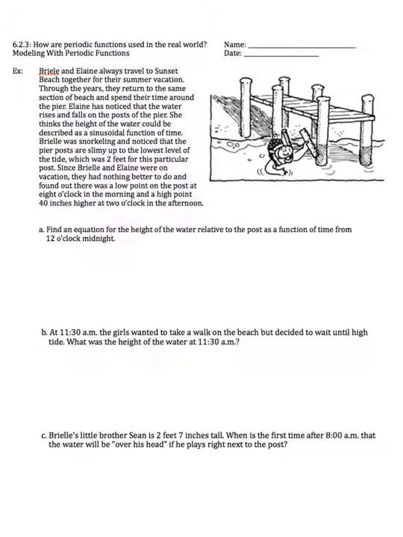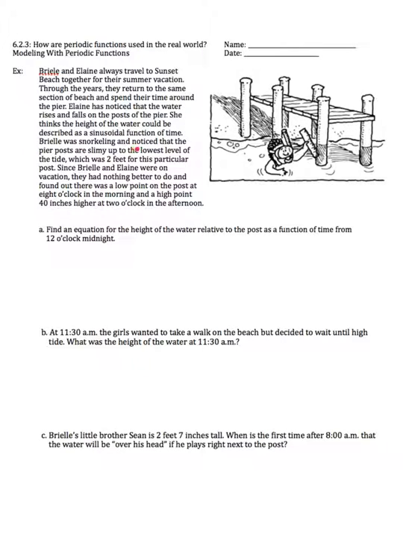So first, just read through the scenario carefully. It says Brielle and Elaine always travel to Sunset Beach together for their summer vacation. Through the years, they return to the same section of beach and spend their time around the pier. Elaine has noticed that the water rises and falls on the posts of the pier. She thinks that the height of the water could be described as a sinusoidal function of time, because that's what everybody does on their vacations, right?